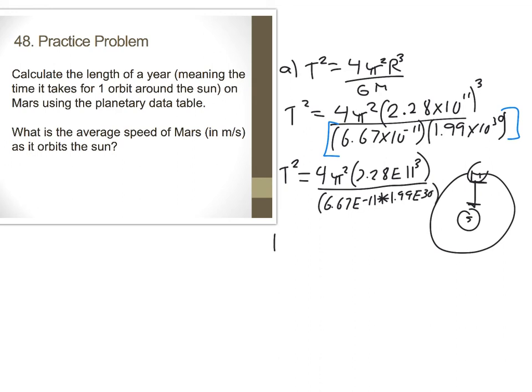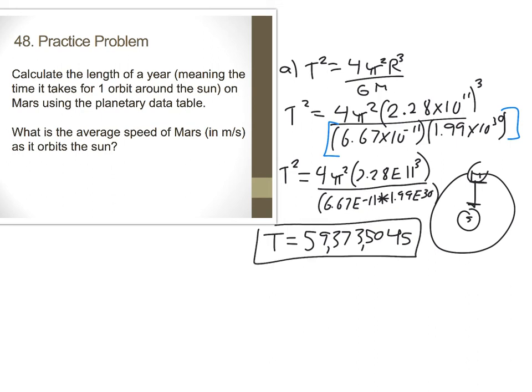And when we solve for t, doing that math and taking the square root, I get 59,373,504, and our units are going to be seconds. All right, so that would be the length of 1 year on Mars.